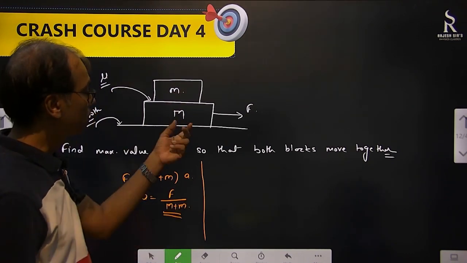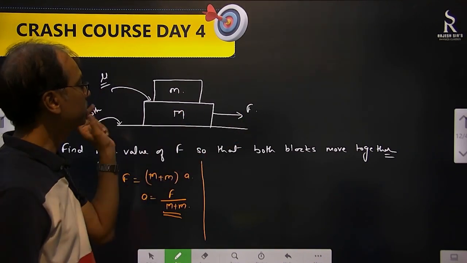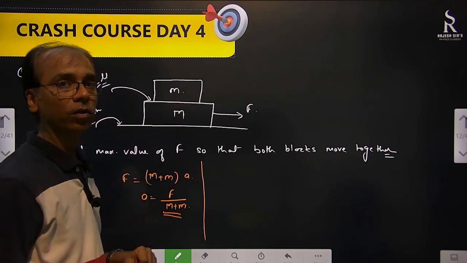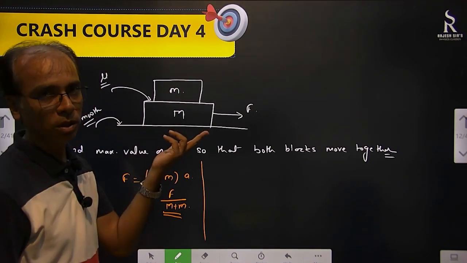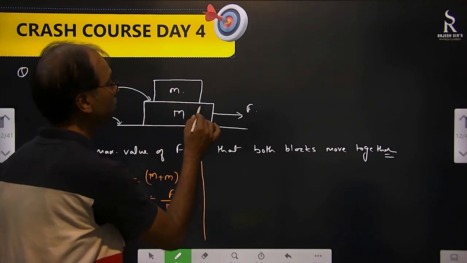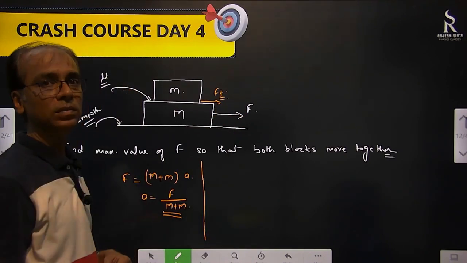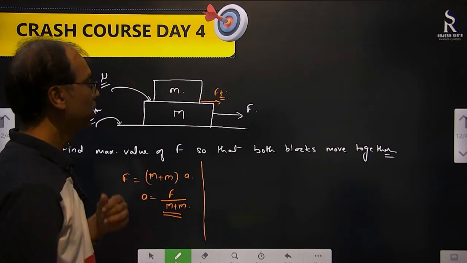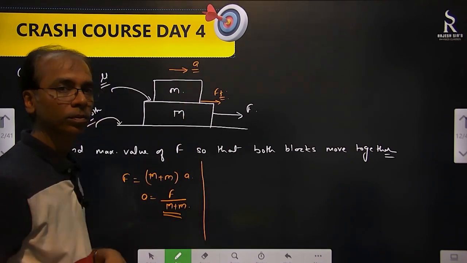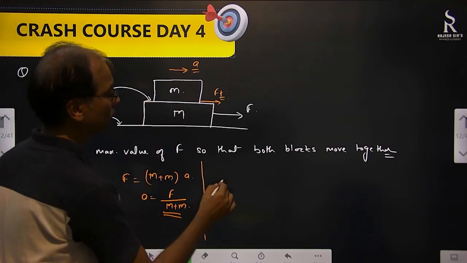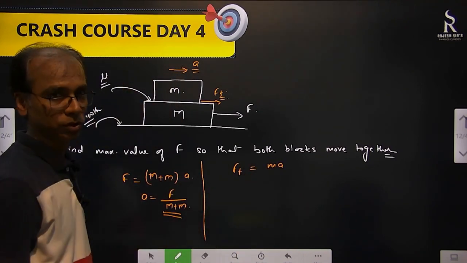Because this block tries to move underneath the upper one, on this one friction is backwards, but on the upper one friction is forward. Action and reaction: action is on one body, reaction is on the other body, equal and opposite. So on the upper body, who is acting in this direction? Friction. And we are saying this is also going with acceleration A, because the question says so. So that means friction force is taking this block with this acceleration. There is no other force.